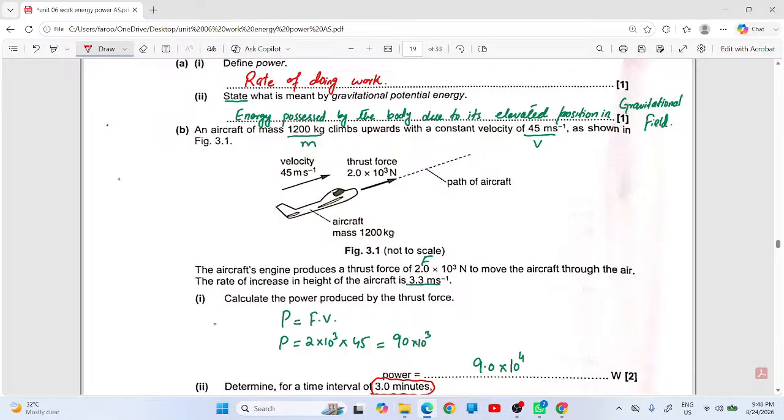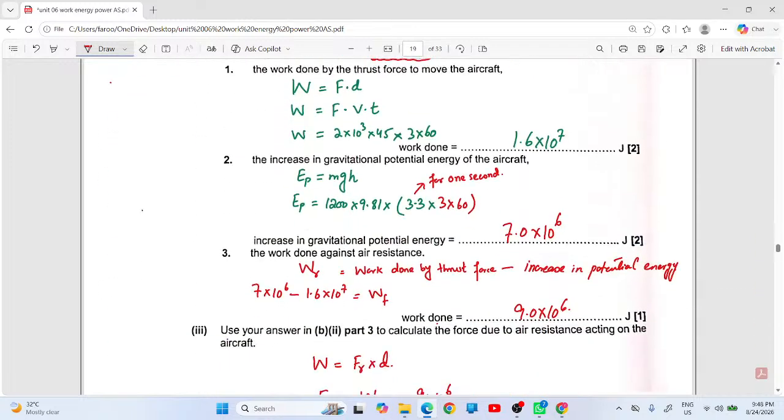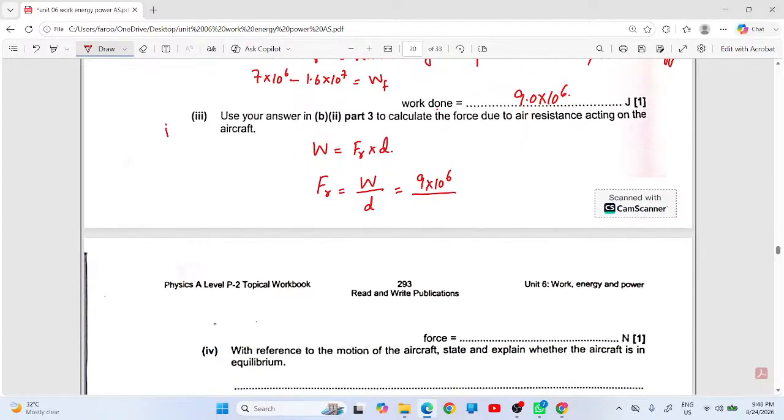Distance equals speed into time. Speed is 45, time is 3 minutes. So 45 into 3 into 60. Now check. 1111.111. So 1.1 and then 10 power 4, and 1, so it will become 3.